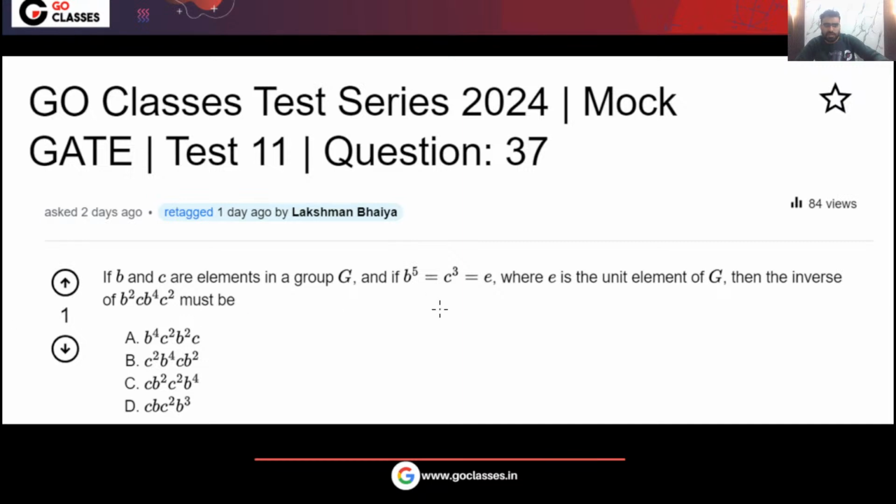Group theory question, discrete mathematics. So let's solve it. What this question is saying is that a group is given to you. There is a group G. In this group G, B and C are the elements. And the question is saying, if B power 5 equal to C power 3 equal to identity element E, where E is the identity element, then what will be the inverse of this element, B square, C, B power 4, C power 2?